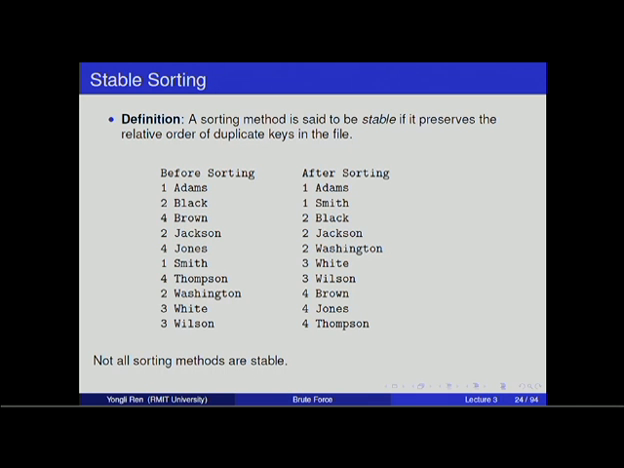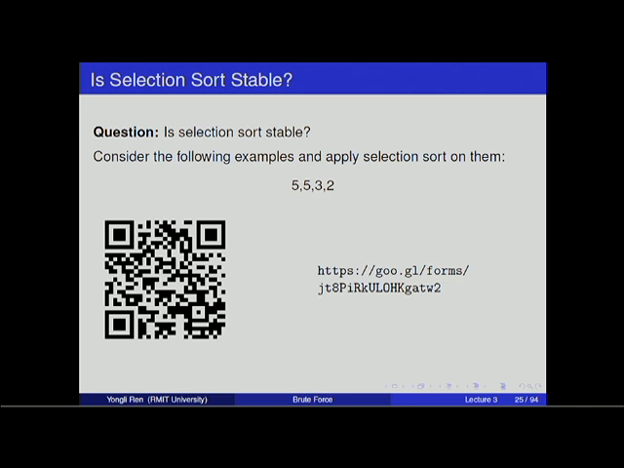Now what we mean is something like this. We have two lists, before sort and after sort. Before we sort, we find Adams in front of Smith, and after we sort we still find Adams in front of Smith, so in that case we say this sorting is stable, because for the duplicated keys, they maintain the same order as in the original list. Okay, now, question. Is selection sort a stable algorithm?